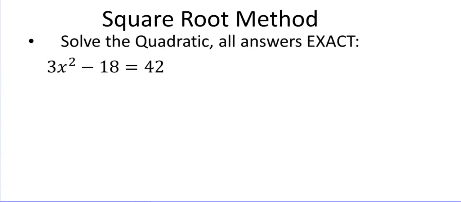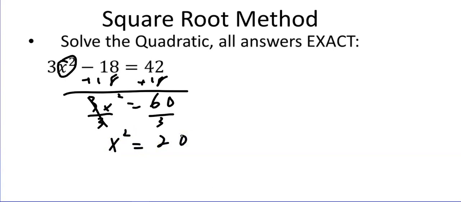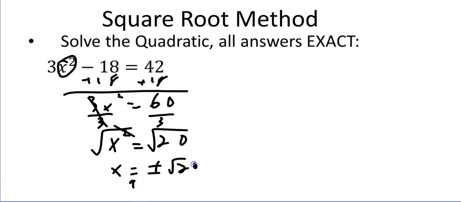All right, so again, we want to get this by itself. So we're going to add 18 to both sides. That's going to give me 3x squared equals 60. Now we divide by 3. That's going to give me x squared equals 20. Now we're going to square root both sides. That's going to undo this. And that's going to give me plus or minus, again, since we're solving, we need to put plus or minus the square root of 20.